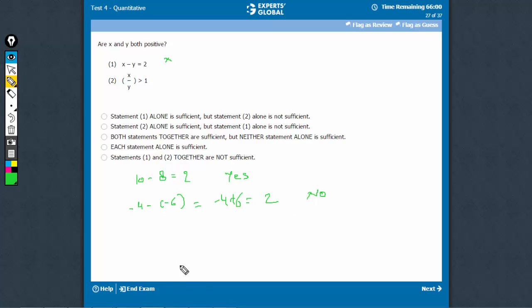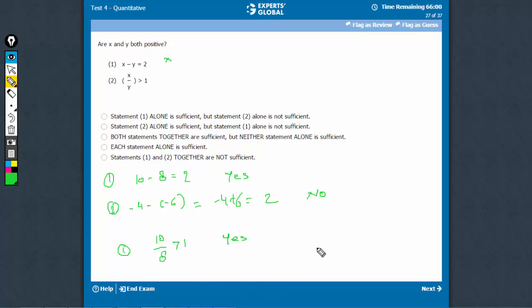Coming to statement 2, in cases such as this one, 10 upon 8 is greater than 1, we get yes as an answer. Let's give them numbers. Case 1, case 2, this is again case 1. We get yes as an answer. 10 upon 8 is greater than 1 and x and y are both positive.